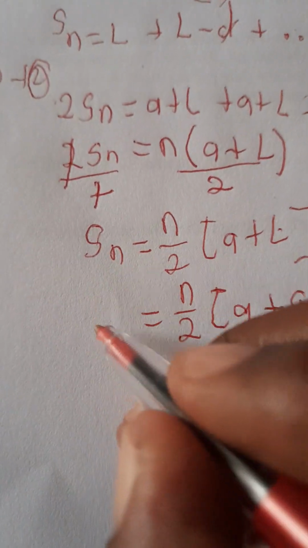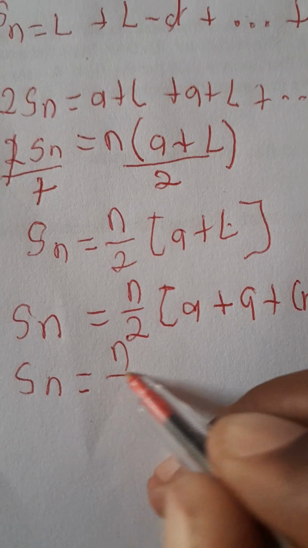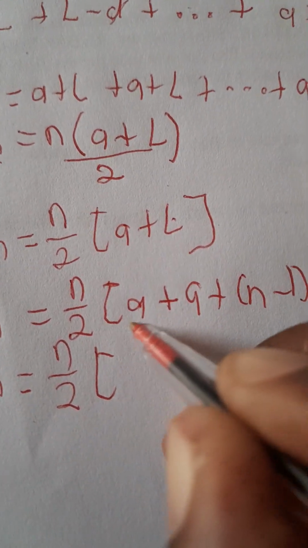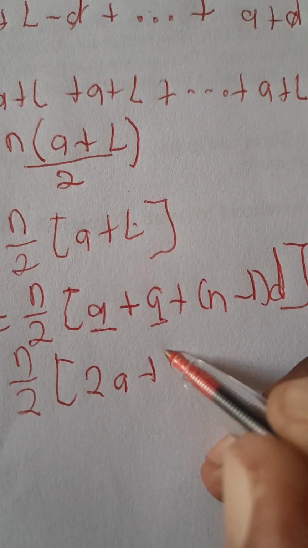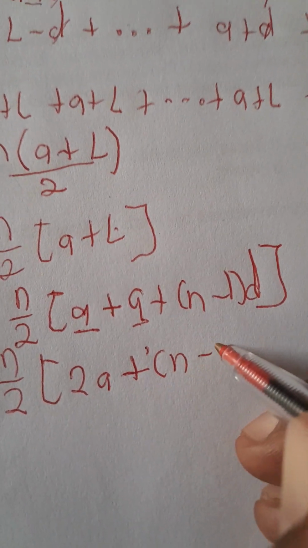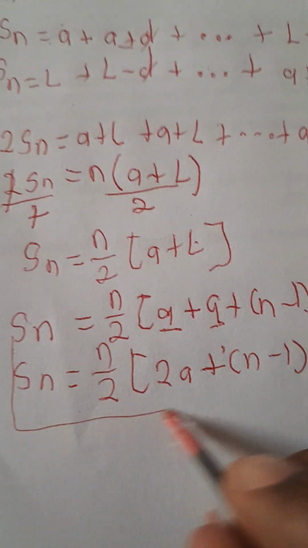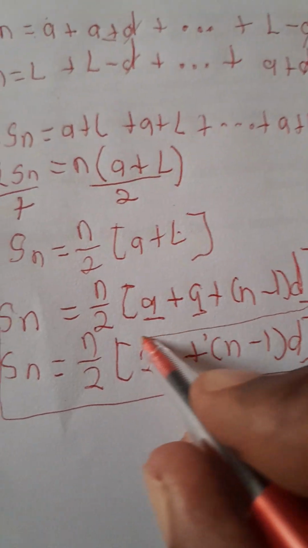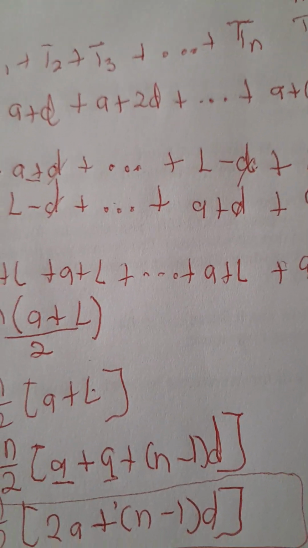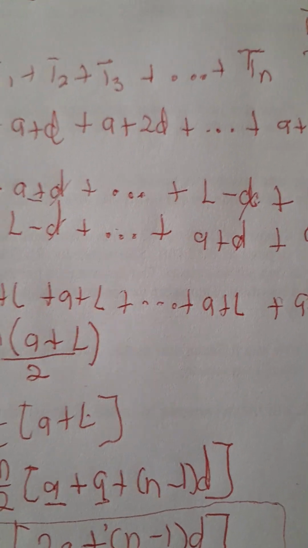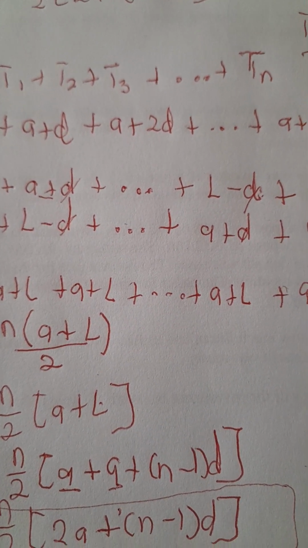So we have Sn is equal to n all over 2, then the like terms: a plus a, that will be 2a plus n minus 1 d. Okay, already we have derived the formula. This is interesting. Then you get your 5 marks or 6 marks, depending on what the examiners require. So this is how we can derive the formula of an arithmetic series.